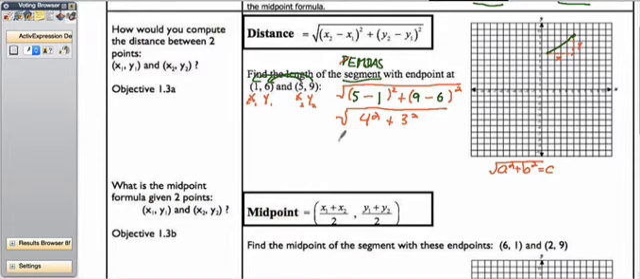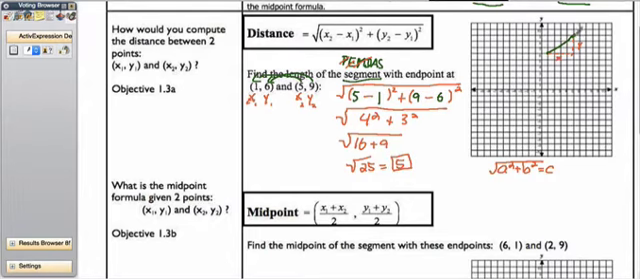Now my exponents. 4 squared is 16. 3 squared is 9. Taking care of my exponents. Multiply, divide, and don't need to do any of that. So I'm going to add or subtract. So 16 plus 9 is 25, and then I'm going to take the square root of 25, and my answer is 5.